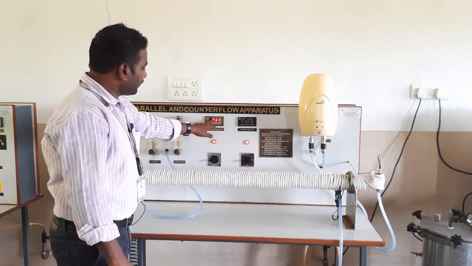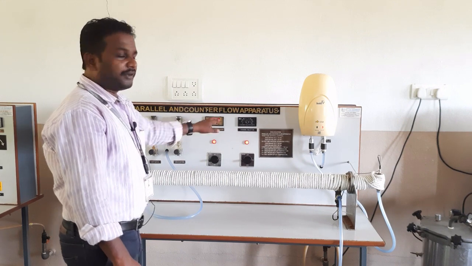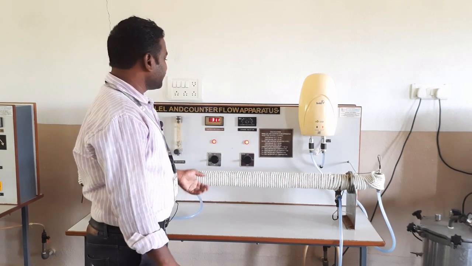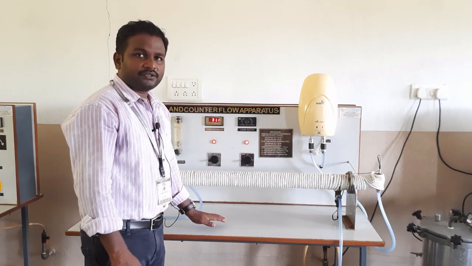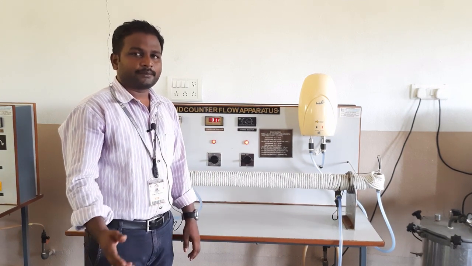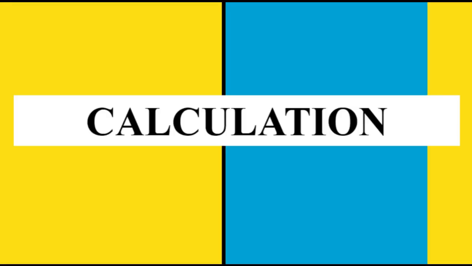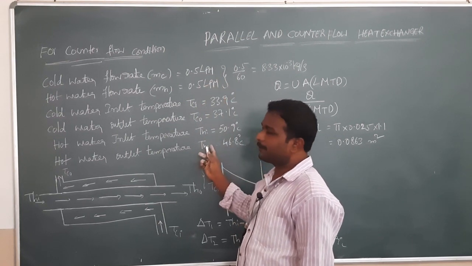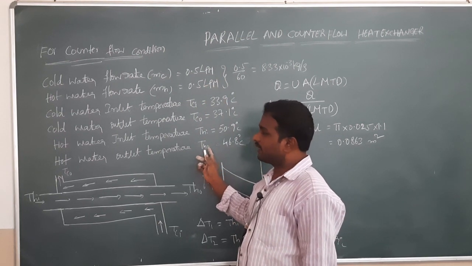At the same time, monitor the temperature readings here, and wait for some time till the system reaches steady state condition. After reaching steady state condition, tabulate the values and go for the experimental calculations. These are the values recorded during the experimentation for counterflow condition.